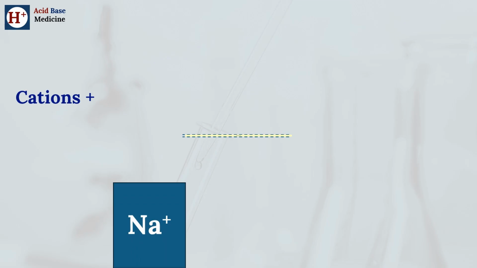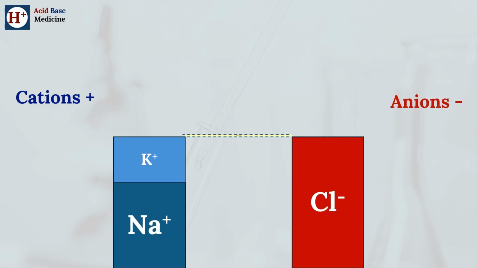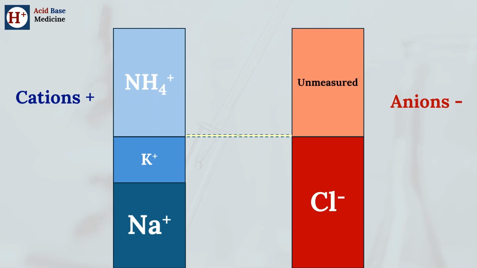Back again, the urinary anion gap is a calculated value that reflects the difference between measured cations, sodium and potassium, and measured anions, chloride, in the urine, with the assumption that the unmeasured cations are primarily ammonium, which is excreted as ammonium chloride, and the unmeasured anions are bicarbonate and other organic anions.